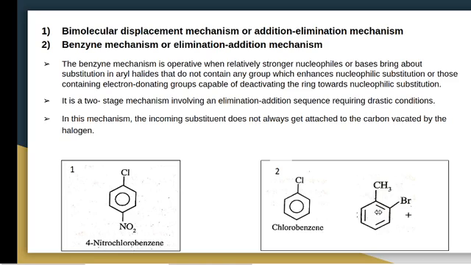So there is a reluctance towards the nucleophilic substitution reaction. So here we have to use a stronger nucleophile. But in the case of an aryl halide with an electron withdrawing group, we can use a weak nucleophile. But in the case of an aryl halide with an electron donating group or without any group, we use a stronger nucleophile. And also drastic conditions have to be applied for the nucleophilic substitution reaction in this type of compounds. It is a two-stage mechanism involving an elimination-addition sequence requiring drastic conditions.